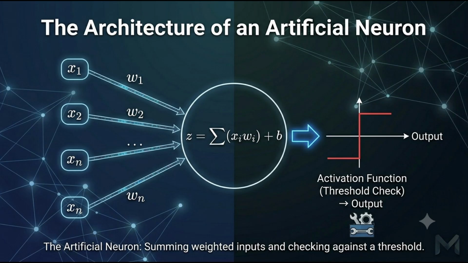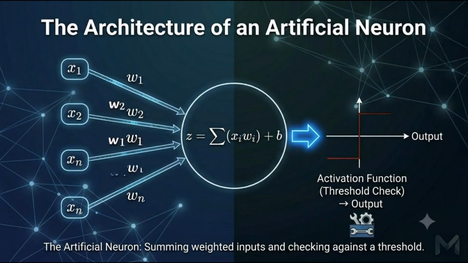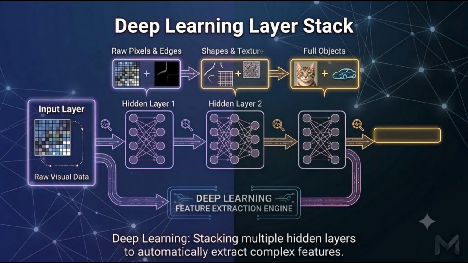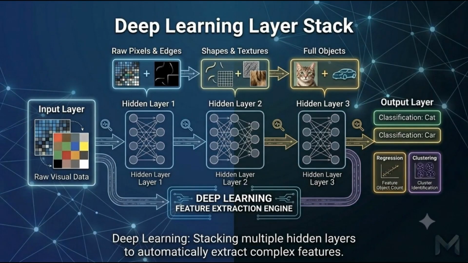Think high-resolution video streams, raw audio recordings, and vast webs of text documents. To tackle data at this massive scale, researchers designed computational architectures loosely inspired by the human brain, artificial neural networks. A neural network consists of layers of tiny computational units called neurons. Data enters through an input layer, passes through one or more hidden layers where the complex features are extracted, and emerges at the output layer with an answer.